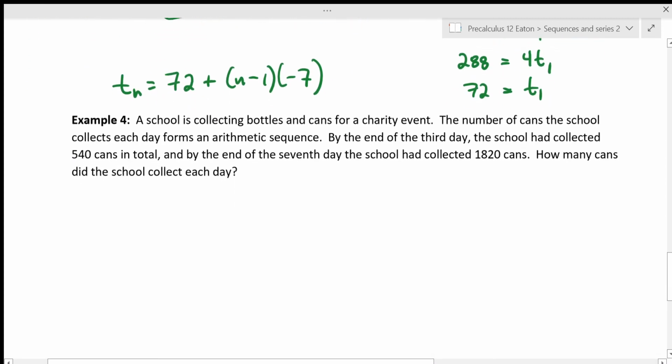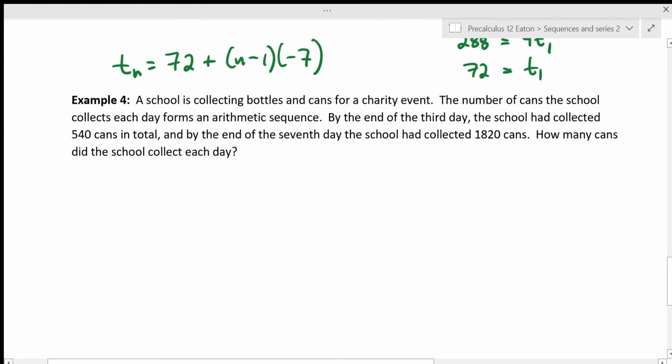A school is collecting bottles and cans for a charity event. The number of cans the school collects each day forms an arithmetic sequence. By the end of the third day, the school had collected 540 cans in total. And by the end of the seventh day, the school had collected 1820 cans. Because we're talking about the total number of cans they've collected, we're not talking about terms here. We're not talking about how many cans they collected on the seventh day. We're talking about the total over the 7 days. That's a clue that we're talking about a sum and not a term.